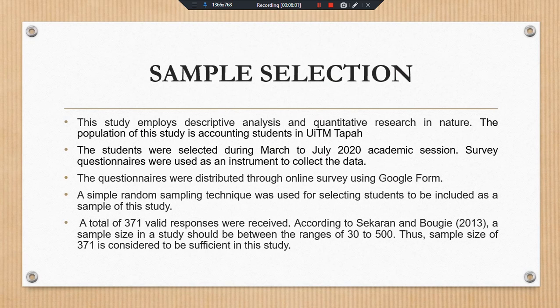A total of 371 valid responses were received. According to Sekaran and Bougie 2013, a sample size in a study should be between the range of 30 to 500. Therefore, a sample size of 371 is considered to be sufficient in this study.